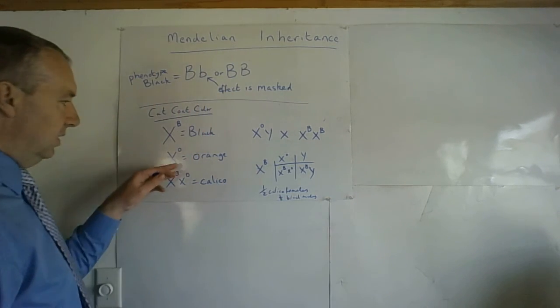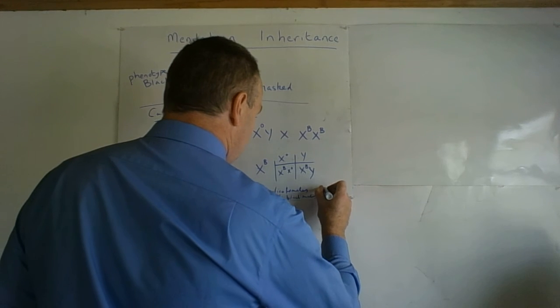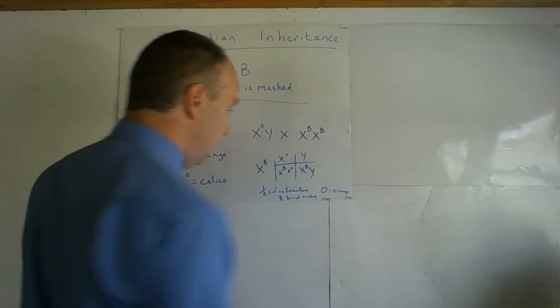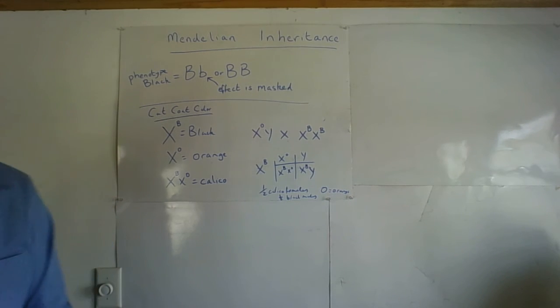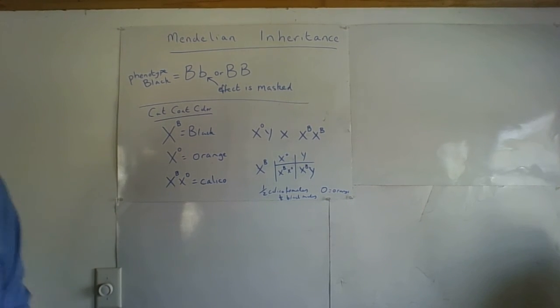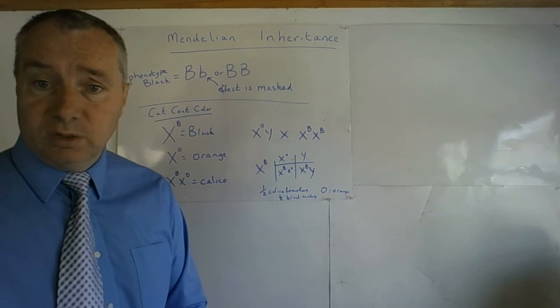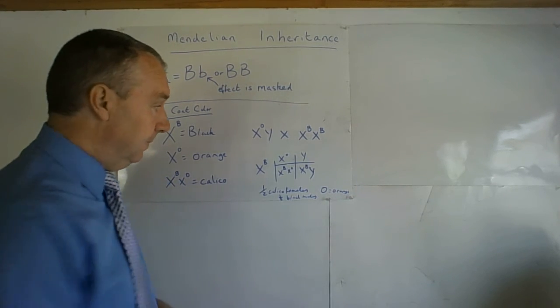And the other thing we would consider is we have 0 orange. So the question might be, what proportion of them are going to be calico females? What proportion are going to be black males? What proportion of the cats are going to be orange? And we can answer that.